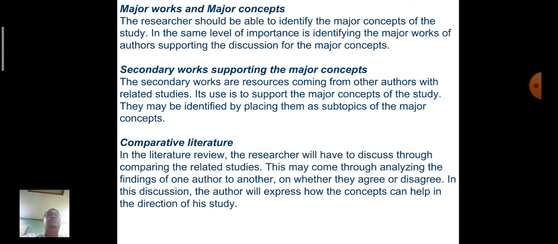Now, secondary works supporting the major concepts. The secondary works are resources coming from other authors with related studies. They are used to support the major concepts of the study. They may be identified by placing them as subtopics of the major concepts. Later on, you will be seeing some examples of these works. Secondary works are particularly discussions under major concepts.